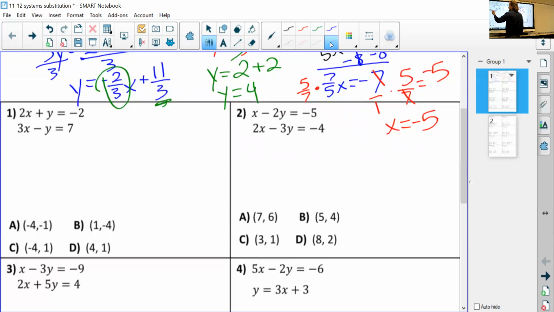So for this first one, I would pick this top equation, since y is positive. So I can change this in one step. I just need to move the 2x to the other side. So this top equation we could rewrite as y equals -2x minus 2. And then we can work it out the same way. We can replace the y in this bottom equation with -2x minus 2, and then solve for x, and then plug it back in and solve for y. That's one way you can do it.